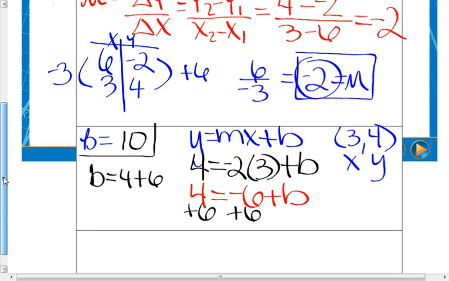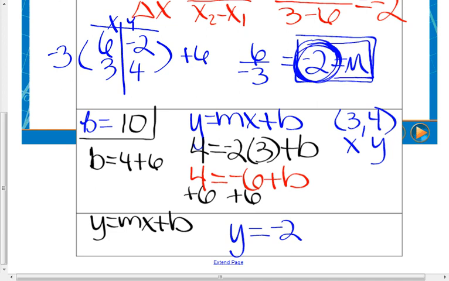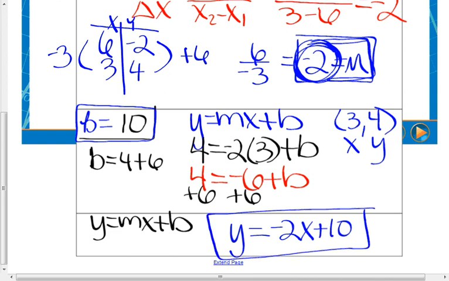Okay. Last but not least, let's just plug everything in. Y equals mx plus b. What are the two variables that we want to leave behind? Y and x. So we're going to plug in everything else. Y is equal to negative 2. Remember? Right there. Okay, x. And then we got 10. Is that positive or negative? Positive 10. And we're done. Easiest day ever, yes? Yay.